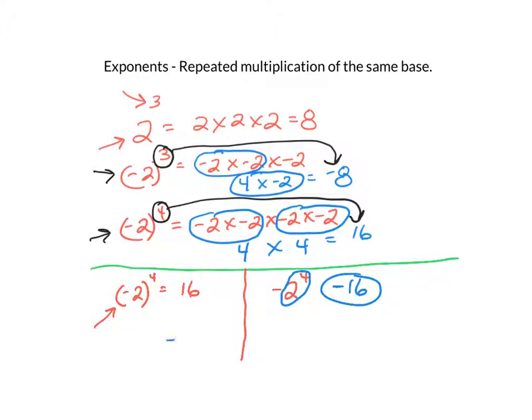So once again, negative 2 in parentheses to the fourth power is equal to a positive 16. Negative 2 without parentheses is not actually a negative 2, it's 2 to the fourth, and the opposite of that is equal to a negative 16. Please be very careful with that.